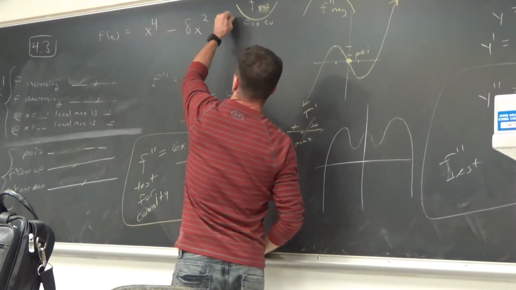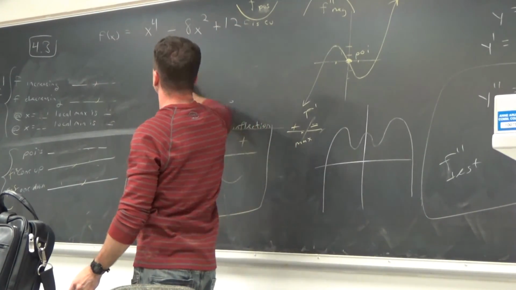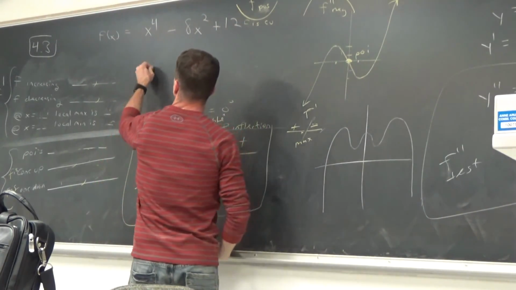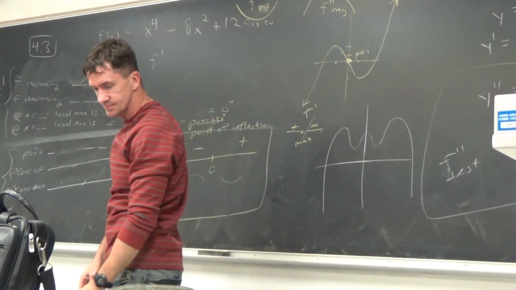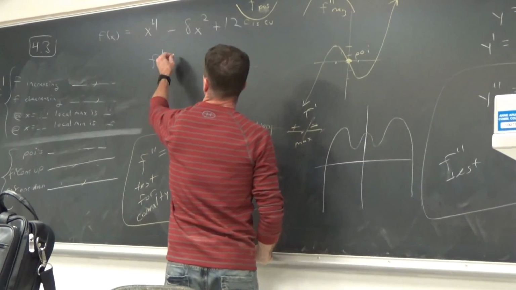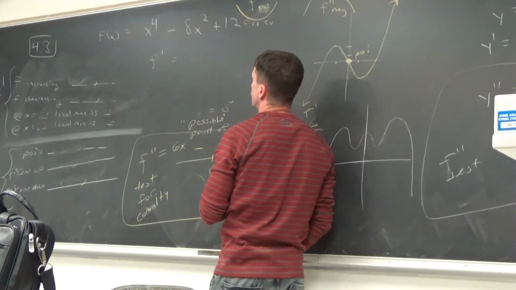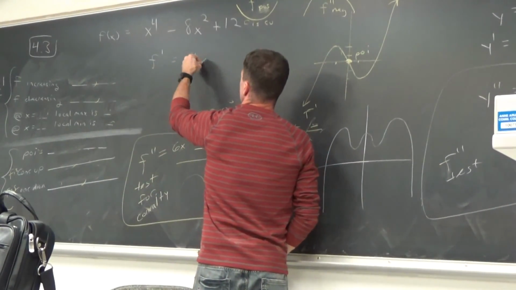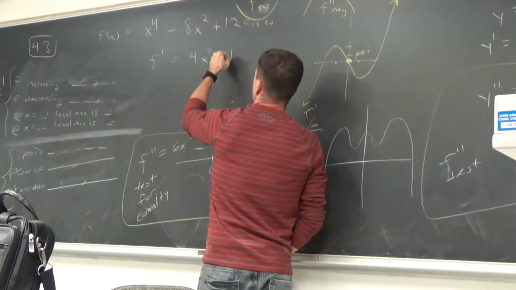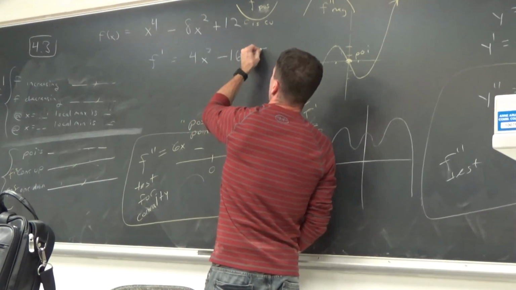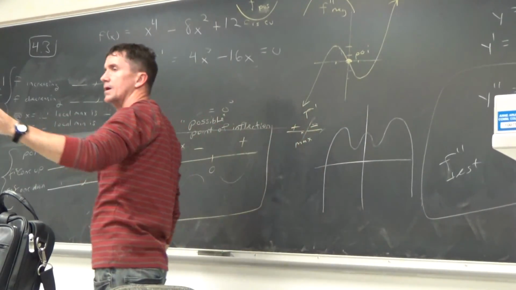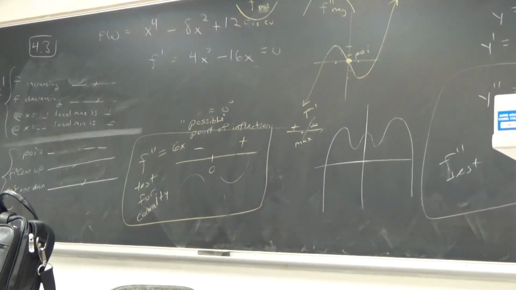All right. What test do we have to start with first? What do you get? 4x cubed minus 16x. What do we set equal to? 0. That one right now. All those factoring skills are coming into play, right?